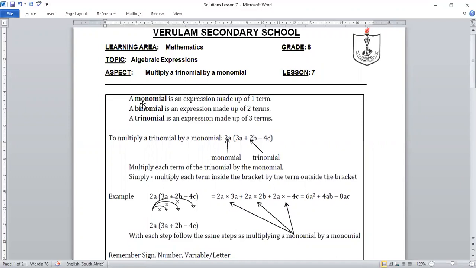Just to recap, a monomial is an expression made up of one term. A binomial is an expression made up of two terms. And a trinomial is an expression made up of three terms. In the example below, within the brackets are three terms, and collectively it's called an expression. And this is an example of a trinomial.